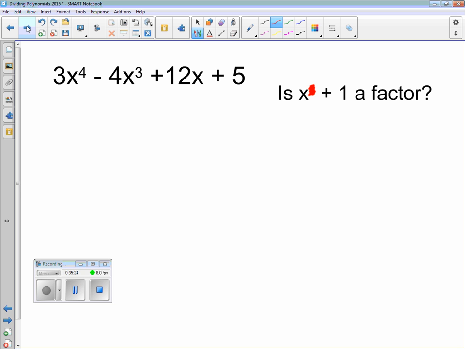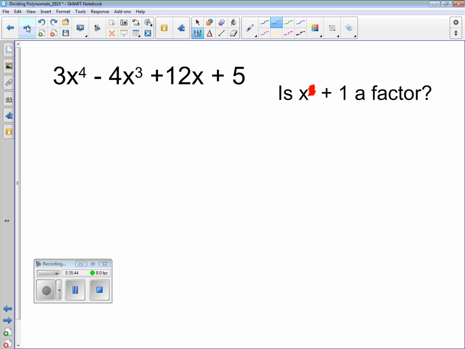Is x plus 1 a factor? Well, we're going to divide it to see if the remainder is 0. If the remainder is 0, then it is a factor. So let's use our long division here, and let's see if it is a factor.